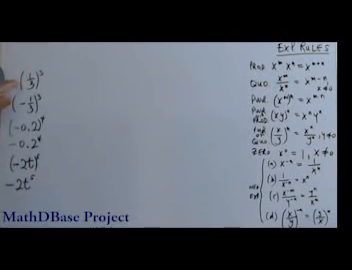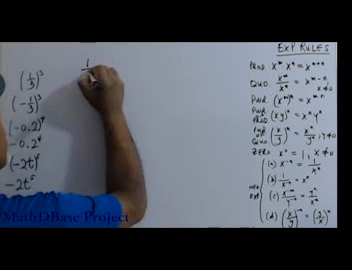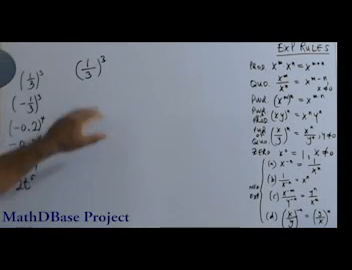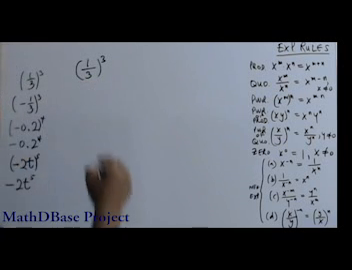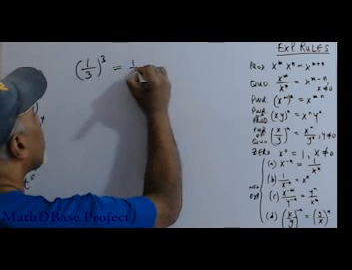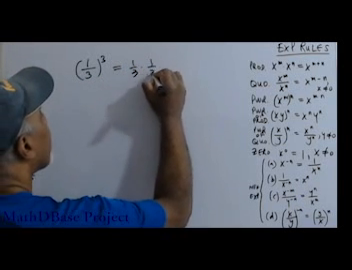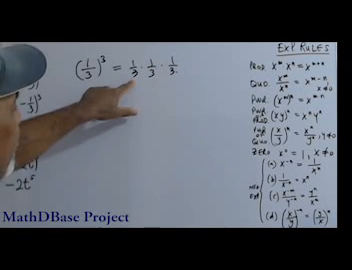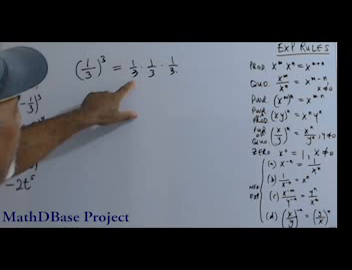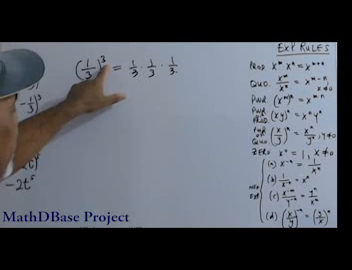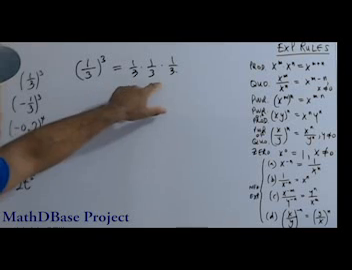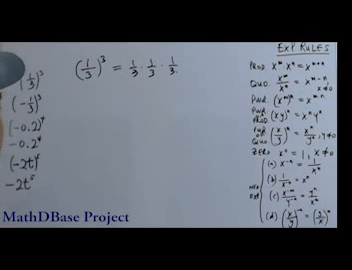If I have a situation like 1/3 cubed, this means 1/3 times 1/3 times 1/3. The base here is 1/3, and the exponent is 3. Since it's 3, I have to write the base 3 times, 3 factors of the base.